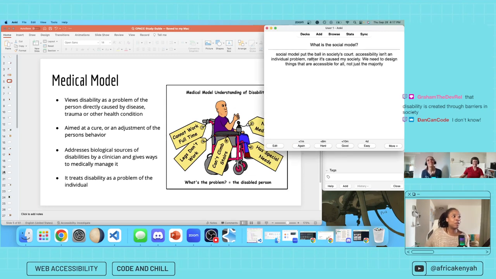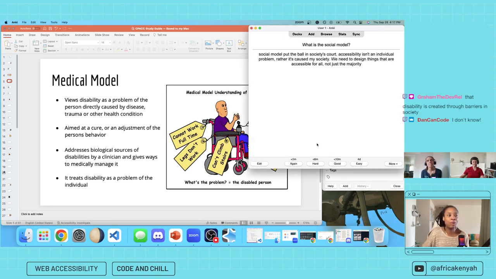The social model puts the ball in society's court. Accessibility isn't an individual's problem; rather, it's caused by society. We need to design things that are accessible for all, not just the majority. So Graham was right. Also, as you know, if you see typos, oh well, sorry.